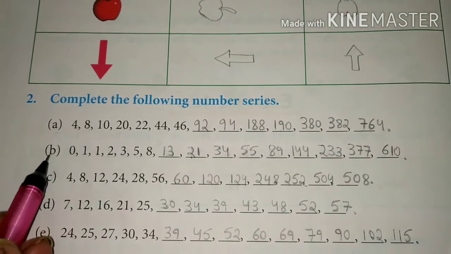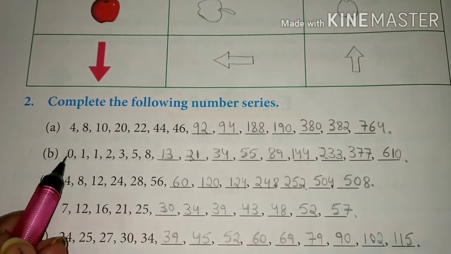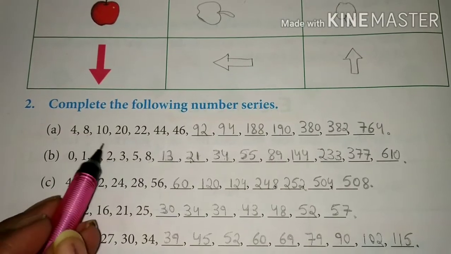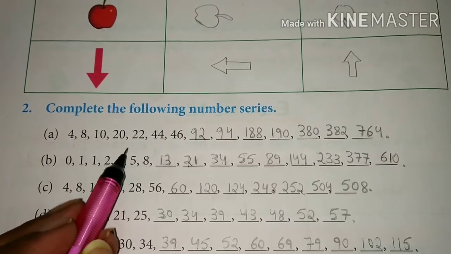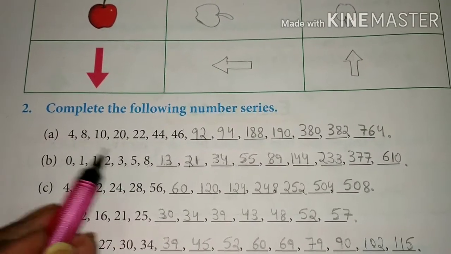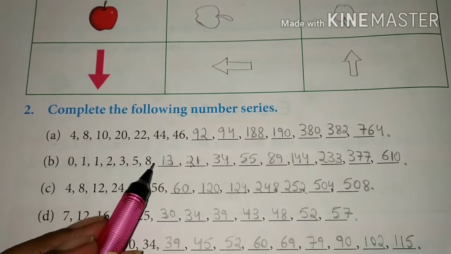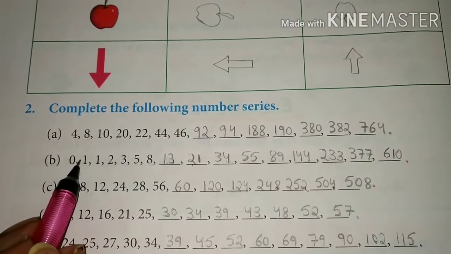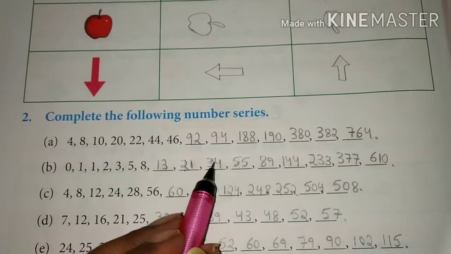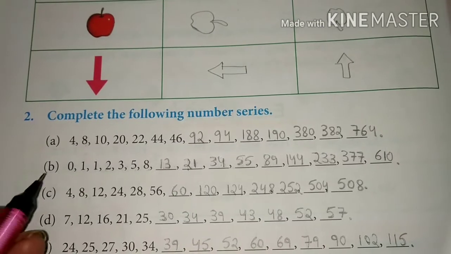Now students, come to B part. Question is 0, 1, 1, 2, 3, 5, 8. Students, in this question, we have to understand the pattern which these numbers are following so that we can fill the other blanks.